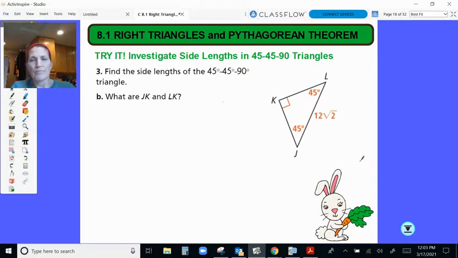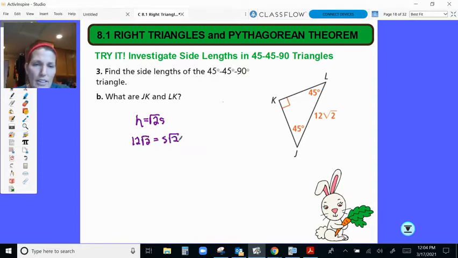Go ahead and try this one. So again, the hypotenuse equals the square root of 2 times my side, excuse me. Then I have my hypotenuse, 12 square root of 2, equals the square root of 2 times my side. Then I'll divide by square root of 2 on each side. And of course, these will cancel out here, and I'll be left with 12 equals my side length. So my side lengths here are each just 12. And that makes sense, right? Because my hypotenuse is 12 square root of 2.